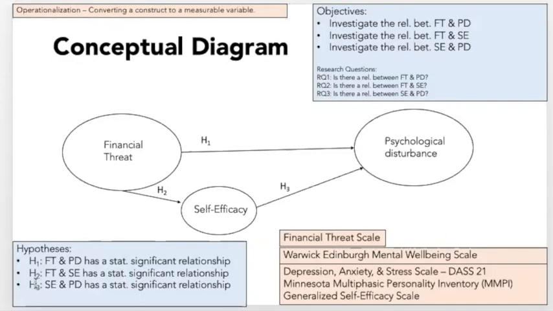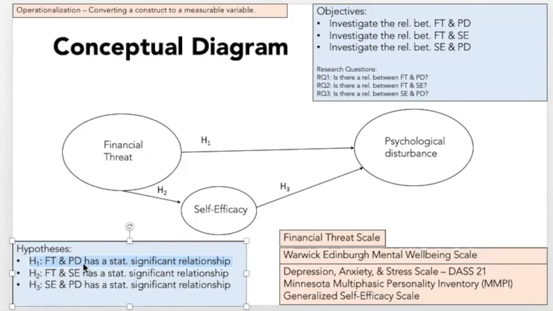Now, what we have written here, H1, H2, H3, these are all alternative hypotheses. If by any chance the data that you have collected suggests there is no relationship, then, for example, let's say H1, you found that there is no relationship, then you have to reject this hypothesis. So when you reject this hypothesis, you will be accepting the null hypothesis of this H1. So there needs to be a H01. That is the null hypothesis, where it says financial threat and psychological disturbance has no statistically significant relationship.